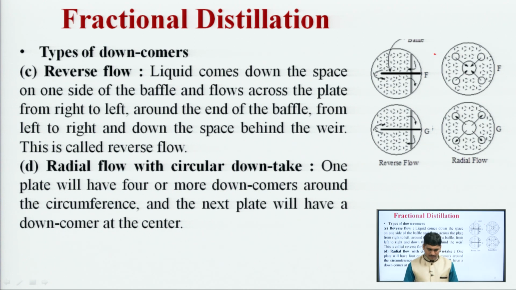Now, these are the different types of downcomers which are used in these columns, that is called a fractionating column.